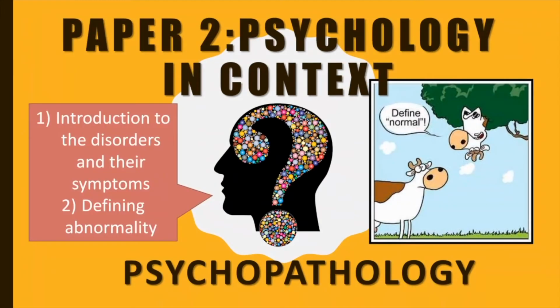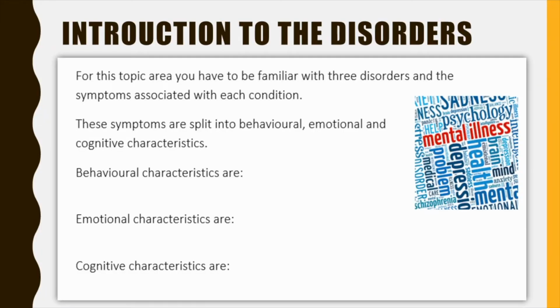So first video, all we're looking at is the introduction to the disorders. Now there's a tiny error on page 2 of your booklet. It says in your booklet that we're going to be looking at 4 different disorders. That's actually an error, and it's 3 disorders in total. Those 3 disorders, as you can see on pages 2 and 3, are obsessive compulsive disorder, or OCD, depressive illnesses, and phobias. Now, for each of those 3 disorders, you've got to know several symptoms that are associated with each of the different conditions.